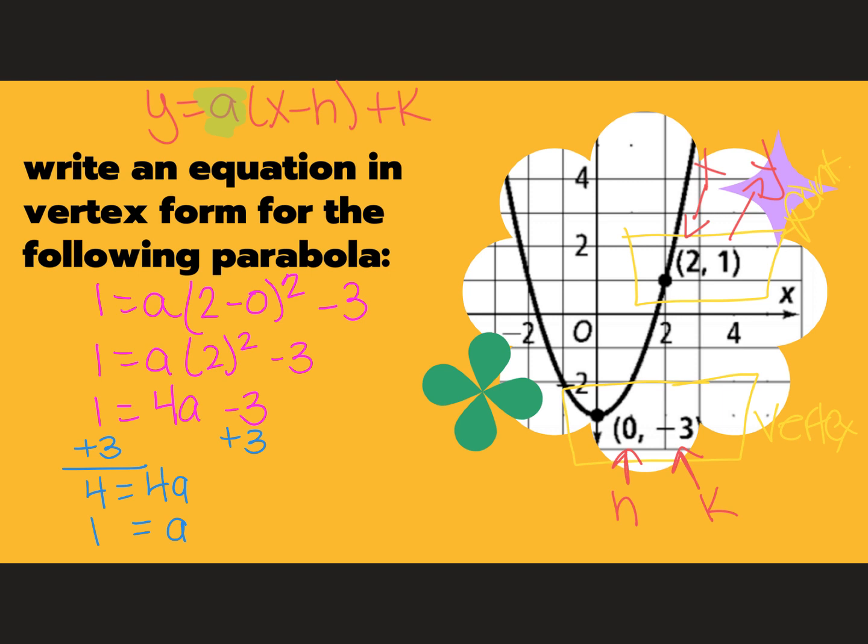I'm not done yet because my question is telling me to write it in vertex form. So remember, this is vertex form. I have my y equals, what is my a value? Well, it's 1. x minus my h value is 0, and then k minus 3. Whoops, I forgot, it's a parabola, so it should be squared. Now I can leave it like this, or I can simplify it. Simply written, it could be y equals, I know x minus 0 is just x, so I can just write x squared minus 3.